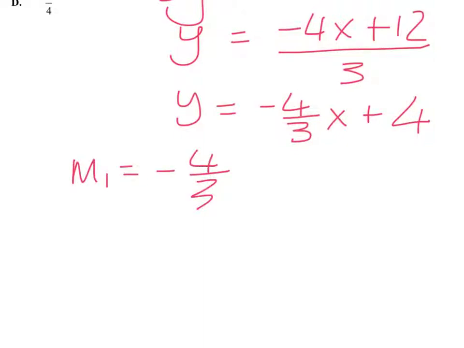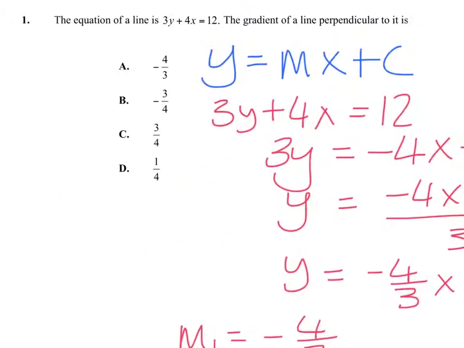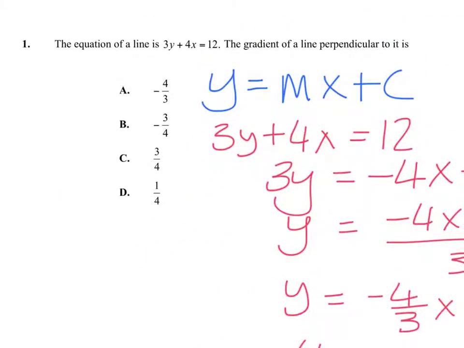So we're looking for a line perpendicular to that one, which means we flip this one upside down and change the sign, which means the gradient of the perpendicular line is 3/4, and that corresponds to answer C.